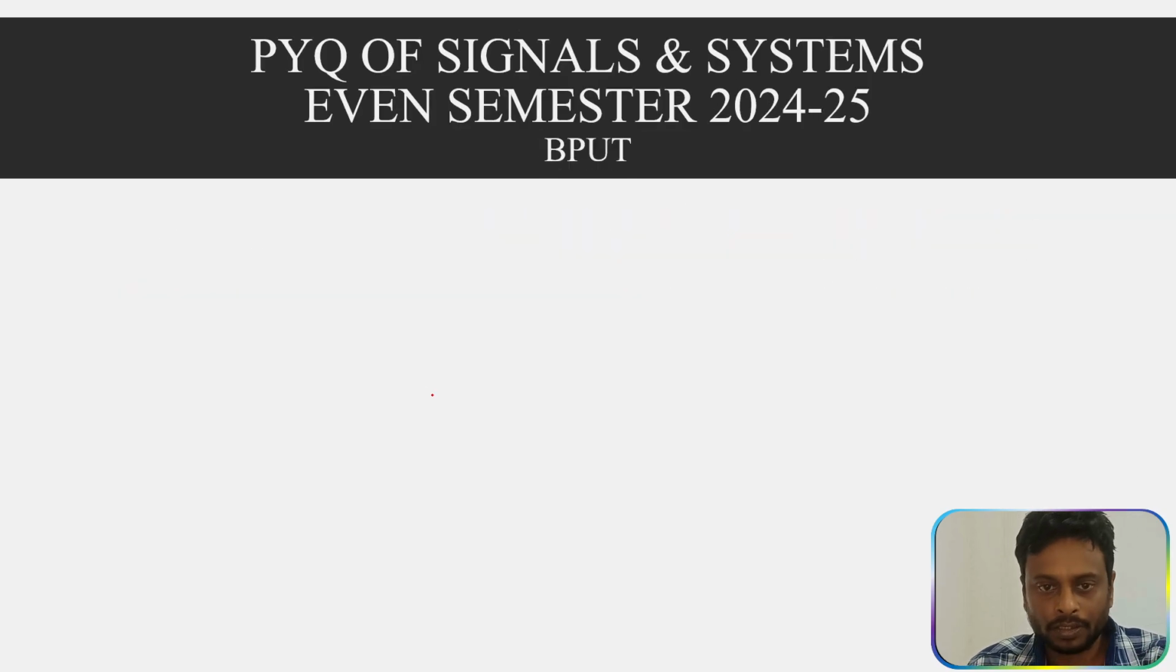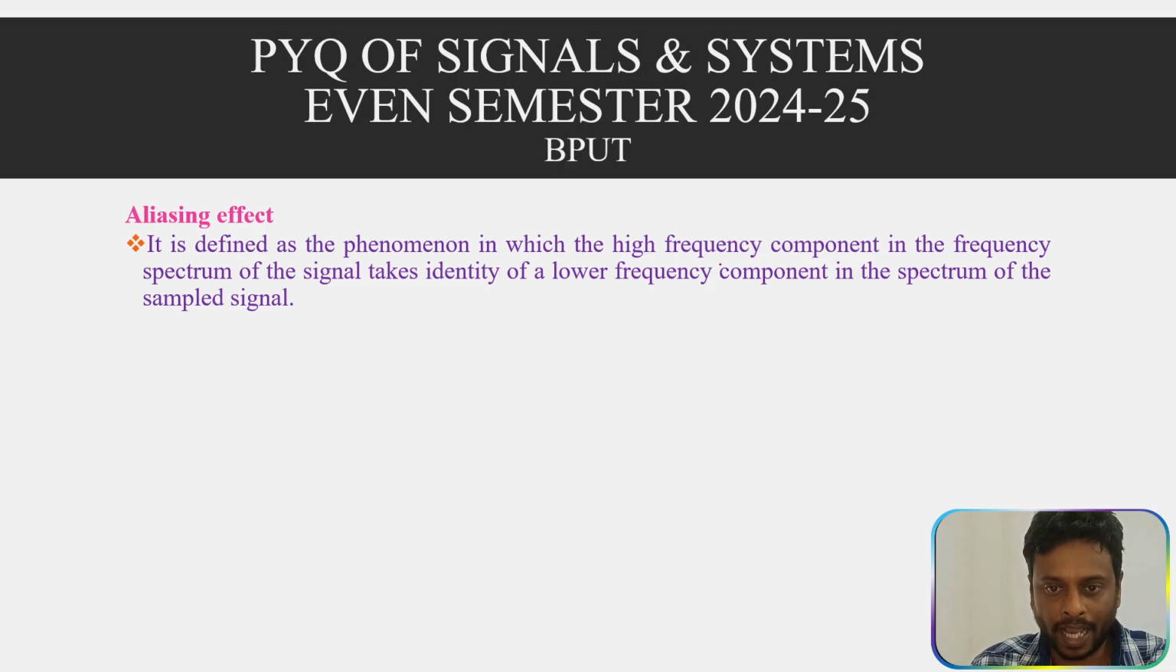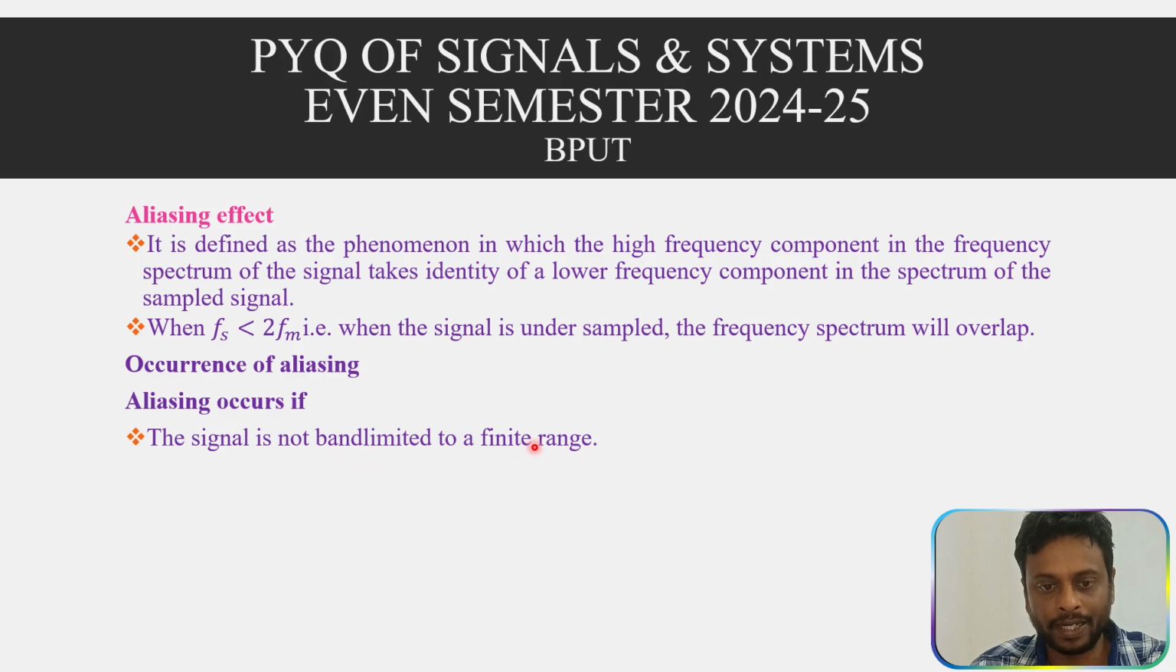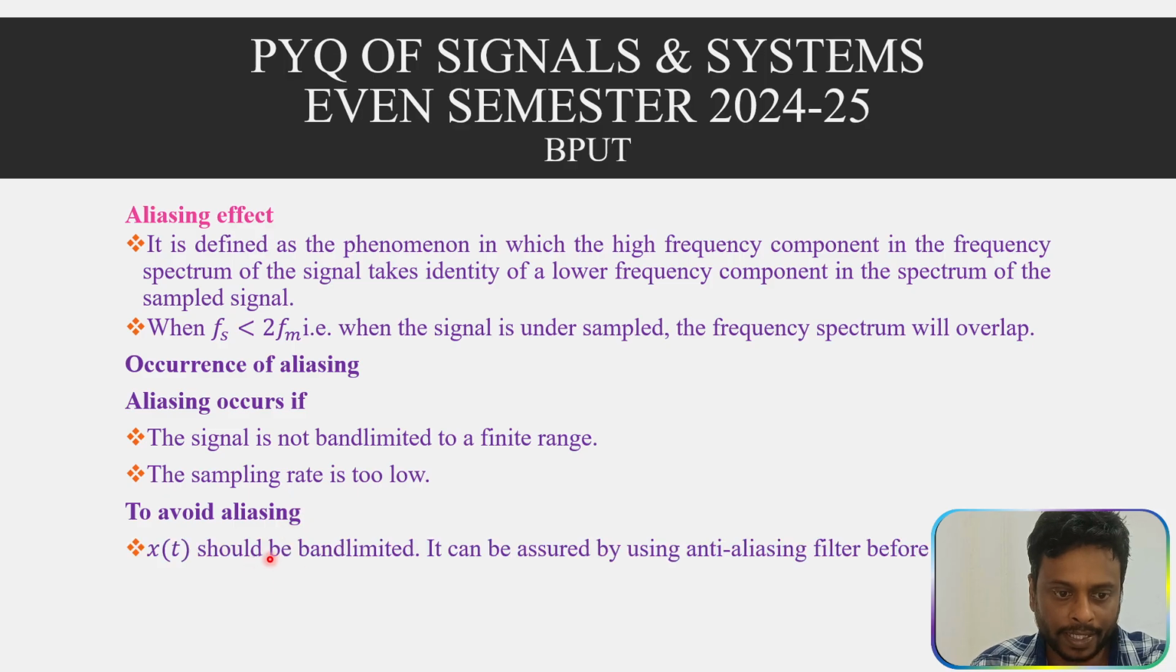In aliasing, the highest frequency component takes the identity of the lowest frequency component of the spectrum of the sampled signal. So when fs is less than twice fm, the signal is undersampled and the frequency spectrum will overlap. Aliasing occurs if the signal is not band limited to a finite range and the sampling rate is too low, meaning fs is less than twice fm. How can it be avoided? It can be avoided by making x of t band limited, which can be assured by using an anti-aliasing filter before the sampler, and fs should be greater than twice fm.